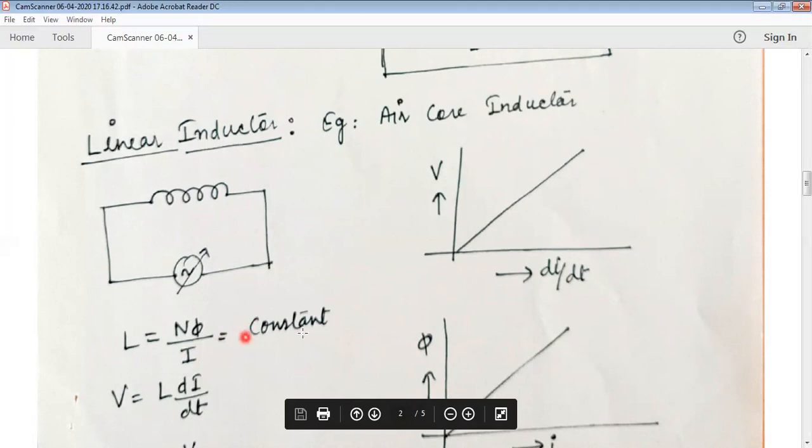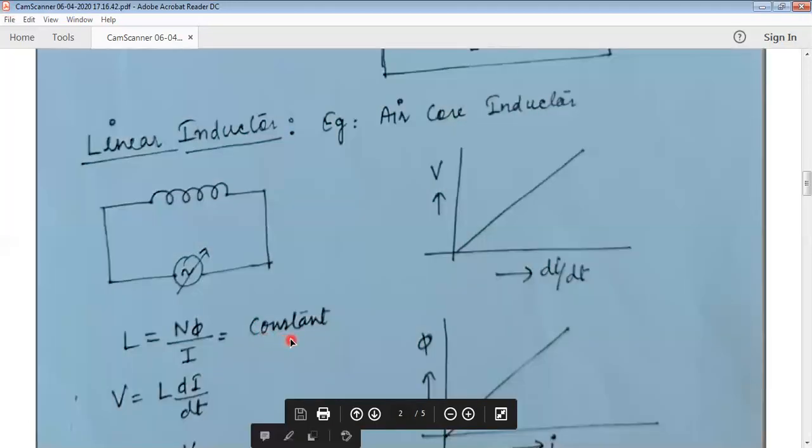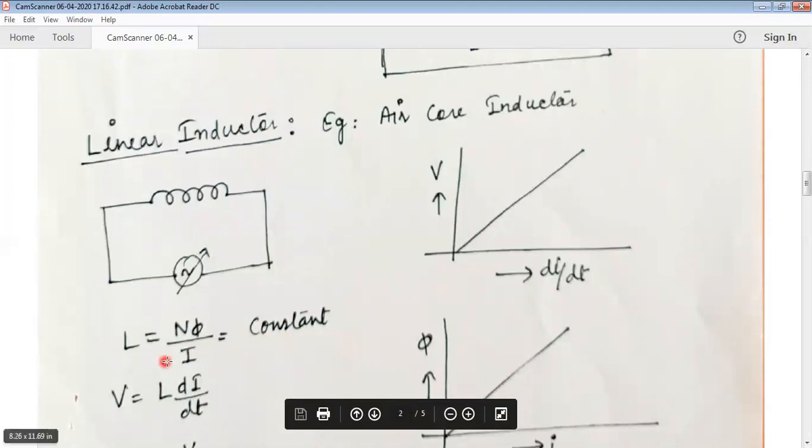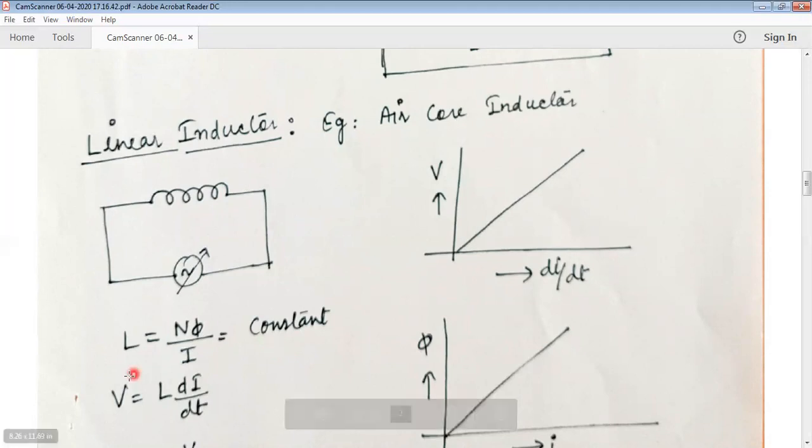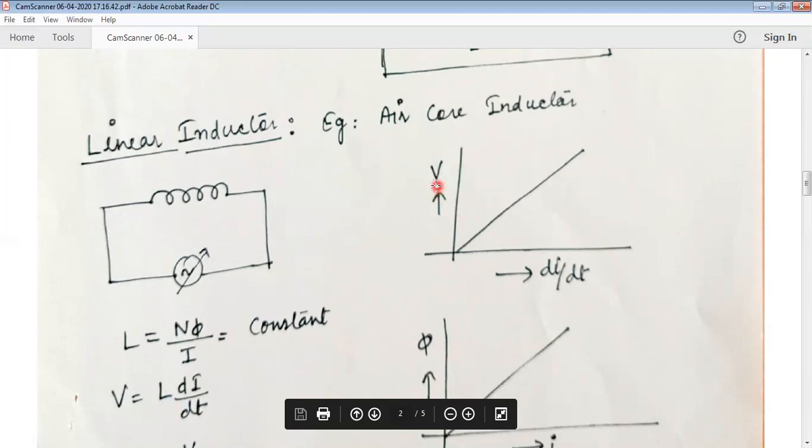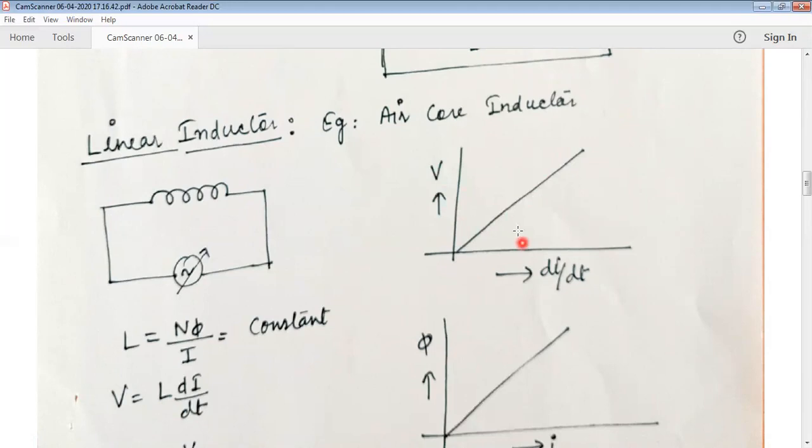And this should be constant. Why should this be constant? For a linear inductor, this should be constant and should not depend on the current magnitude. If it is constant, only then is that inductor called a linear inductor. Also voltage equals L di by dt, and this should also be constant. So for a linear inductor, when you plot the graph of voltage versus di by dt, it will be linear. The slope should be constant. That is called a linear inductor.